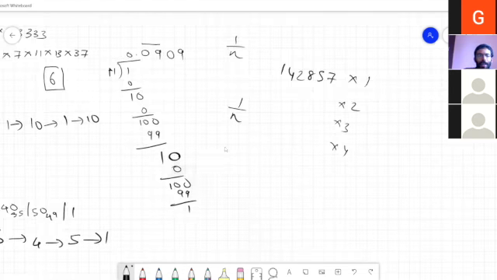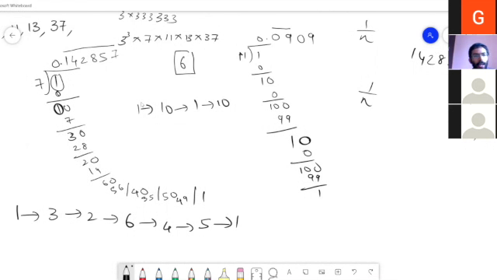Okay. So now we have this calculation 1 by 7, right? We have this division here. Just looking at this, can we say what is 2 by 7? It is 142,857 into 2. Oh, is it? No. Wait. No, yeah, because, okay.